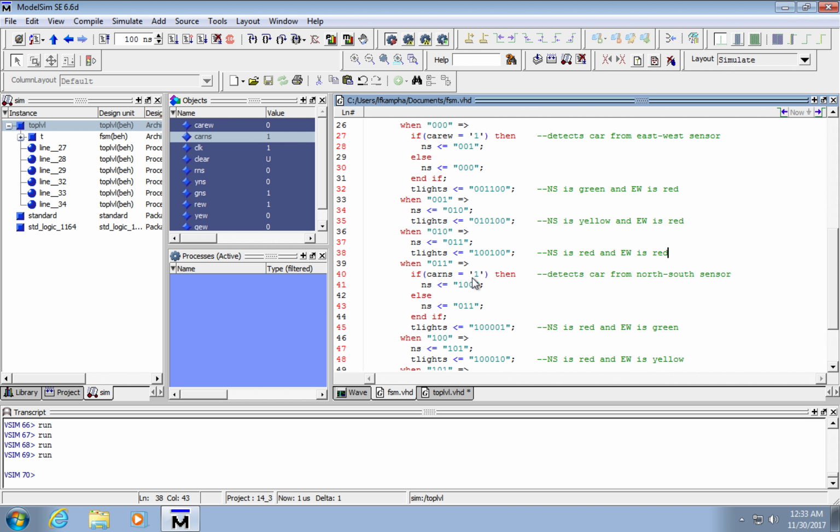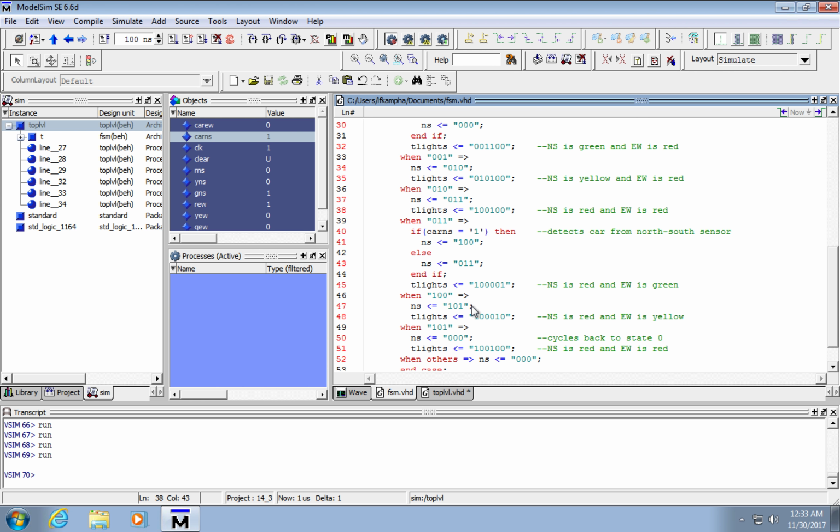Then it'll go to state 3, and in state 3, if the north-south sensor for car NS is high, then it'll move on to state 4, because that means there's a car waiting in the north-south direction. Or else, if there is no car there, it will remain in state 3, so east-west will be green, and stay green. So if a car is detected in the north-south direction, it'll go to state 4.